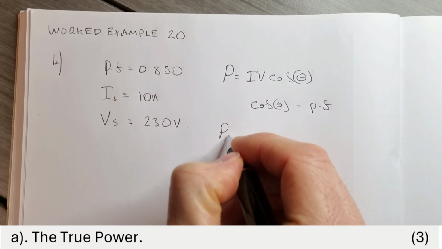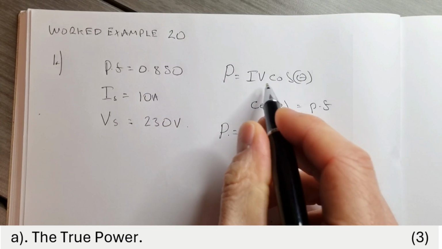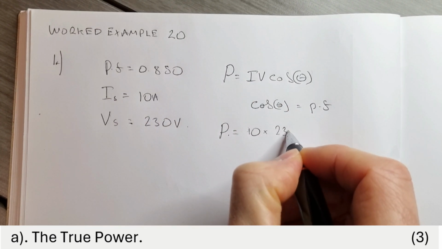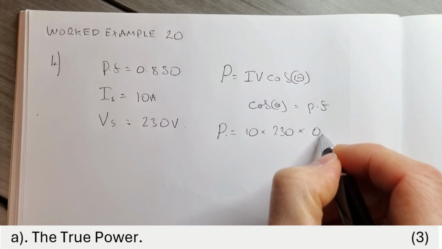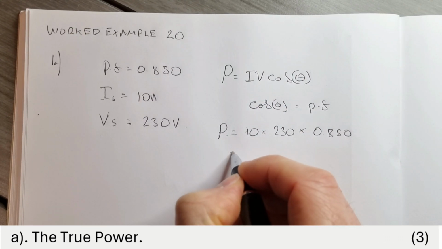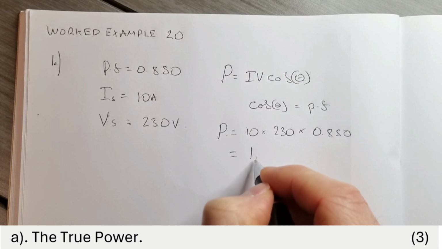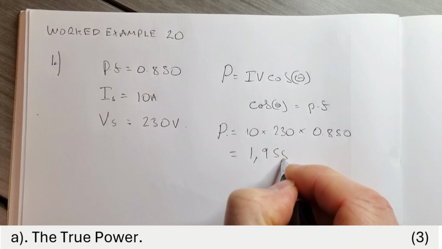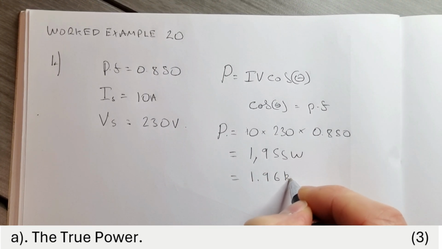So our true power total is going to be our current of 10 amps multiplied by our voltage of 230 volts multiplied by our power factor, or cos theta, of 0.850. And that gives us a total power of 1,955 watts, or 1.96 kilowatts.